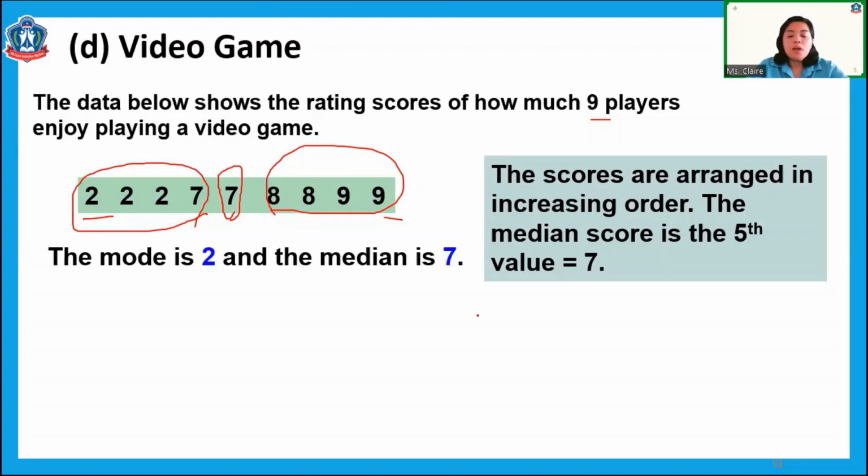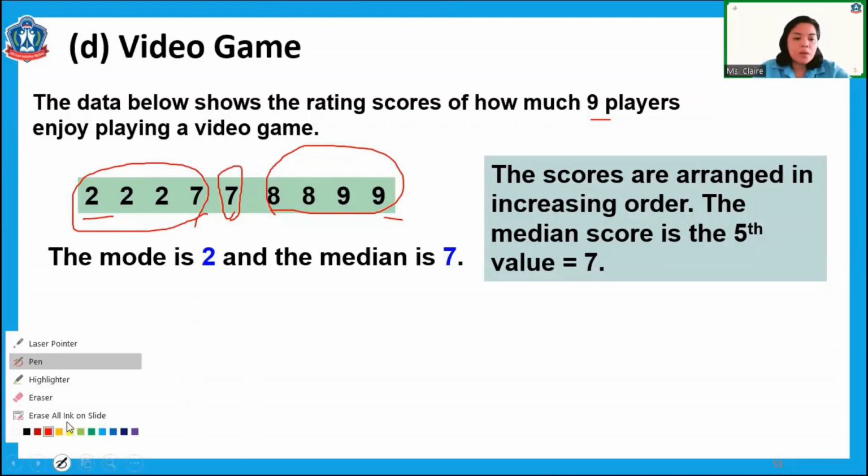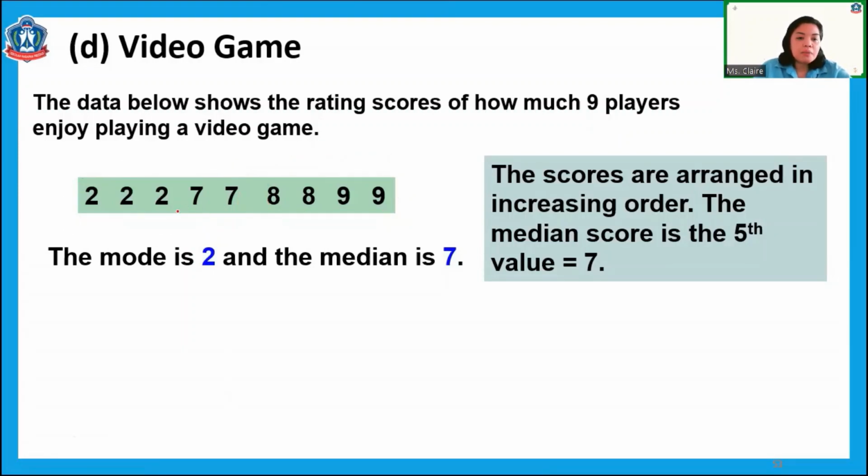Now, the mode of this data is 2 and the median is 7. Why is the mode 2? Take a look. The 2 appears 3 times. The rest only appear once or twice. So the mode is 2.